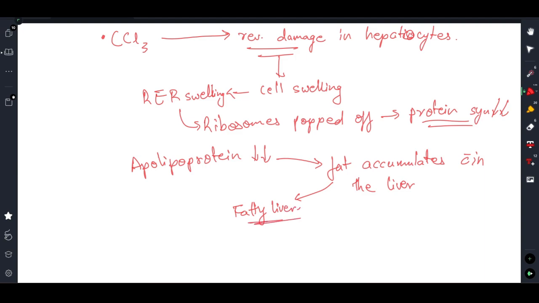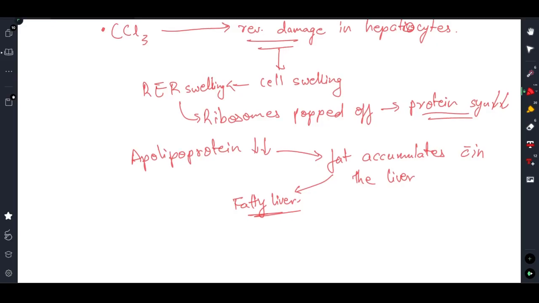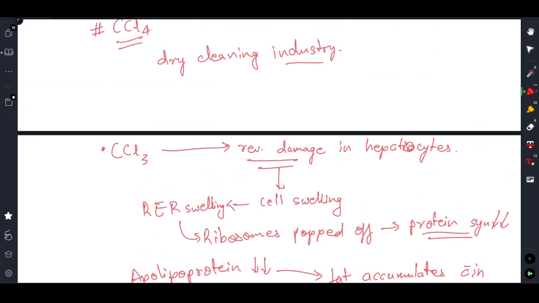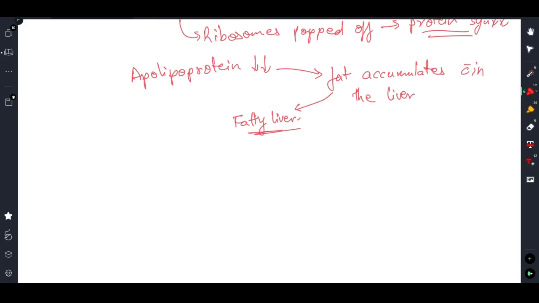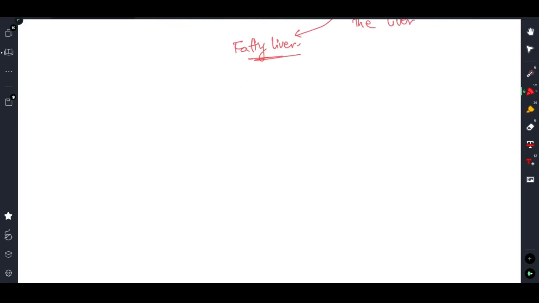So this is a case wherein we saw how free radical damage can lead to certain pathologies. For example, carbon tetrachloride can lead to generation of the carbon trichloride free radical, which can ultimately lead to fatty liver, right? Now we will be discussing the last topic of free radical injury, and that is reperfusion injury, right? Reperfusion injury.